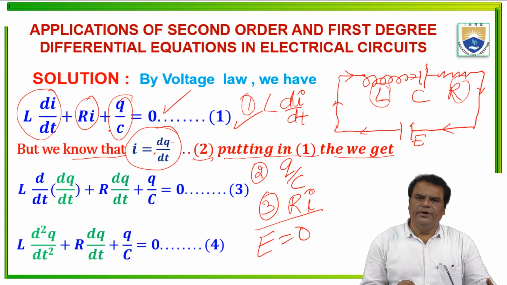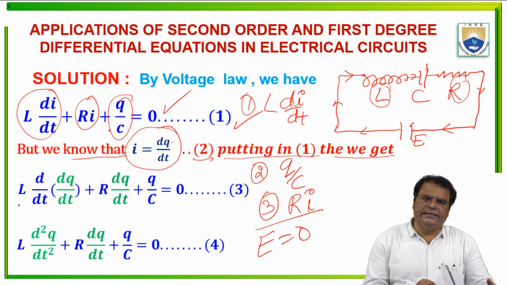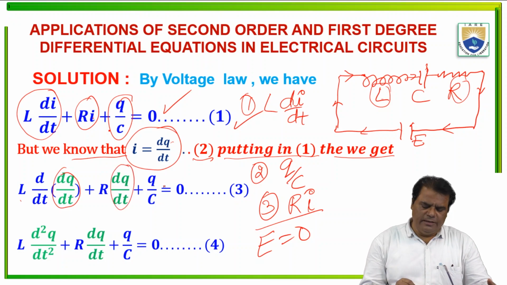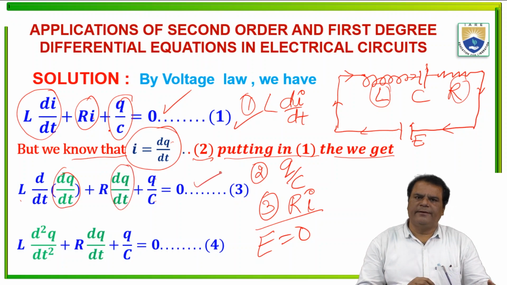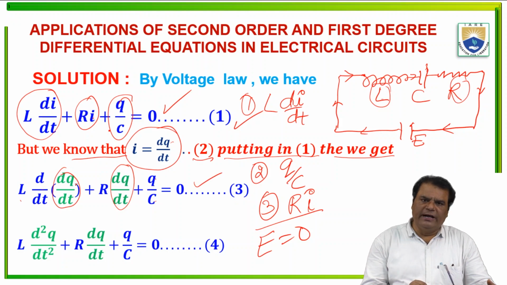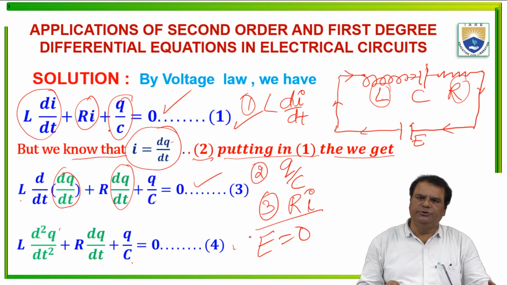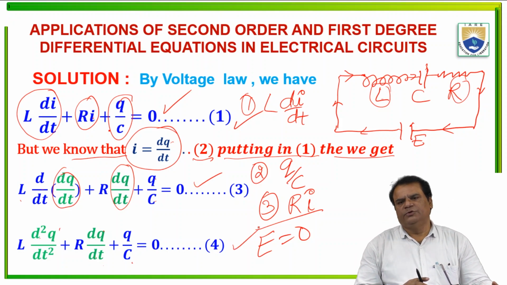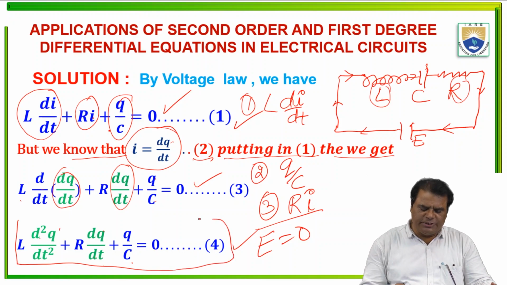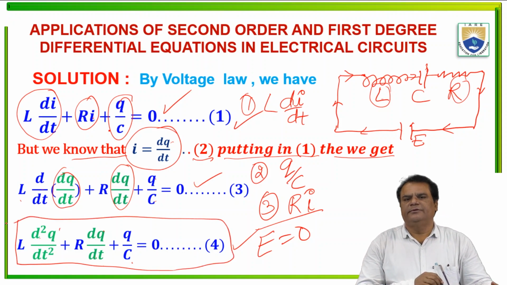After putting I equal to dq over dt in equation 1, we write L d over dt of dq over dt, plus R dq over dt, plus q by C is equal to 0. Now, L times the second derivative of q with respect to t, d2q over dt2, plus R dq over dt plus q by C is equal to 0. This is equation 4. This equation is given in our problem, where E is 0, already given.